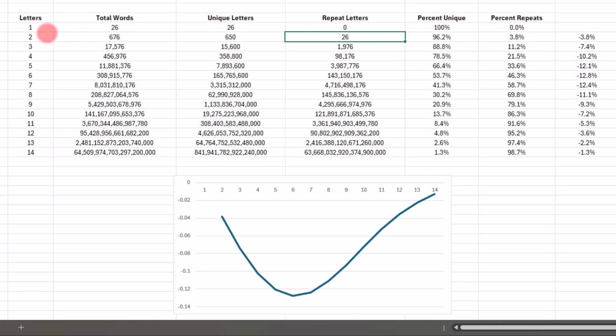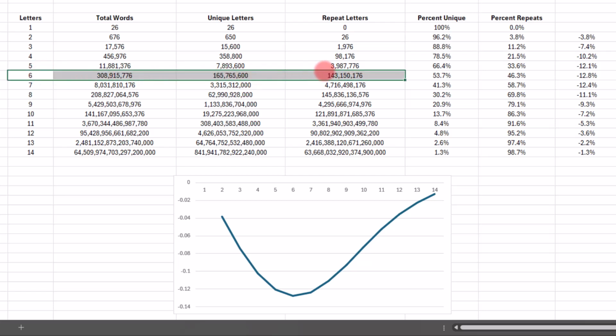But look what happens as we start moving down the list. The thing is, again, you would think that you'd have to get close to 26 before you'd start seeing repeats. But even down here at 6, if you have a 6-letter word, there's about a 54% chance that they're going to be unique letters, no repeats, and therefore about a 46% chance of seeing repeats, but roughly a 50-50.